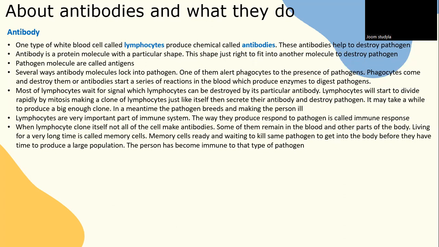When a lymphocyte clones itself, not all of the cells make antibodies. Some of them remain in the blood and other parts of the body, living for a very long time, and are called memory cells. Memory cells are ready and waiting to kill the same pathogen when it tries to get into the body, before it has time to produce a large population. So we say this person has become immune to that type of pathogen.